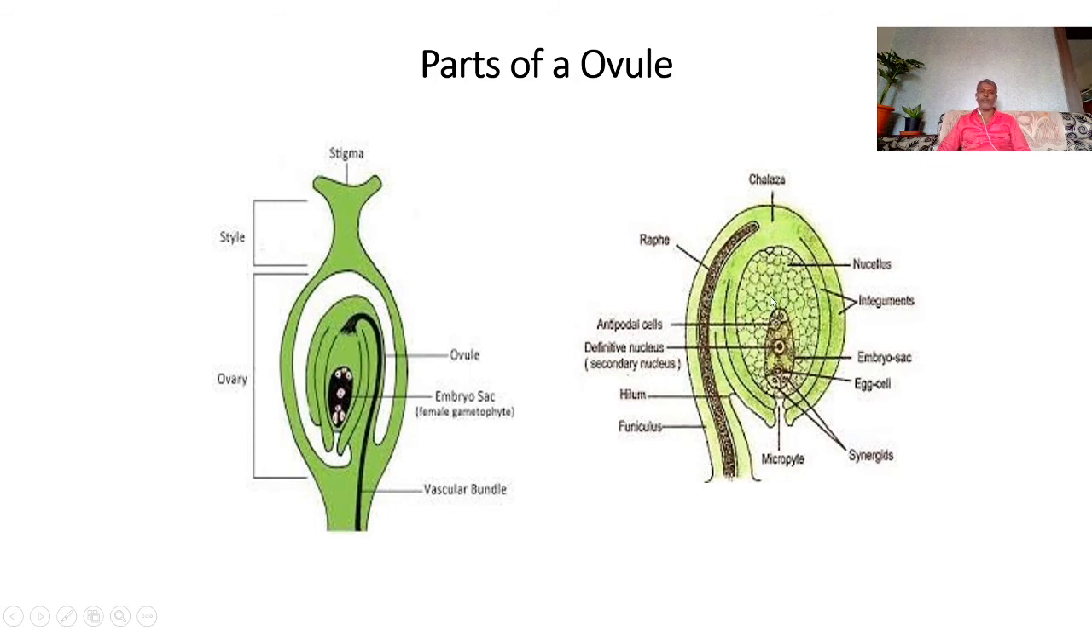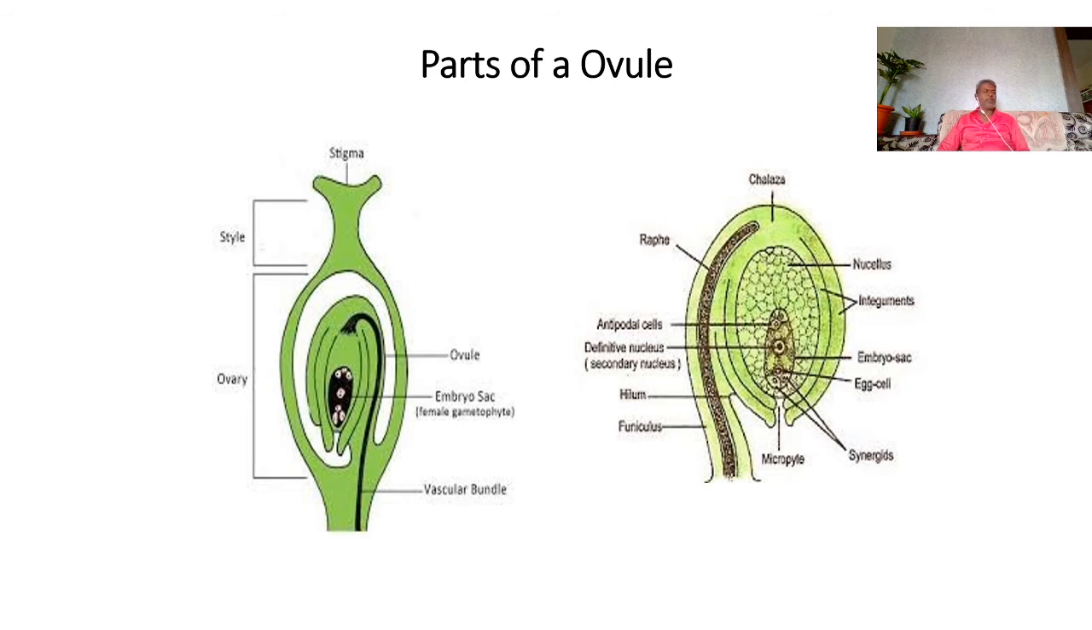If it is present beneath the embryo sac, it is known as a hypostase, and it helps the embryo sac not to grow deep into the nucellus. It prevents the embryo sac from growing deep into the nucellus. Okay. Then in the same way, if the disc or the plate is present at the tip of this embryo sac, then it is known as epistase. Epistase and hypostase are just plate-like structures present either above or below the embryo sac.